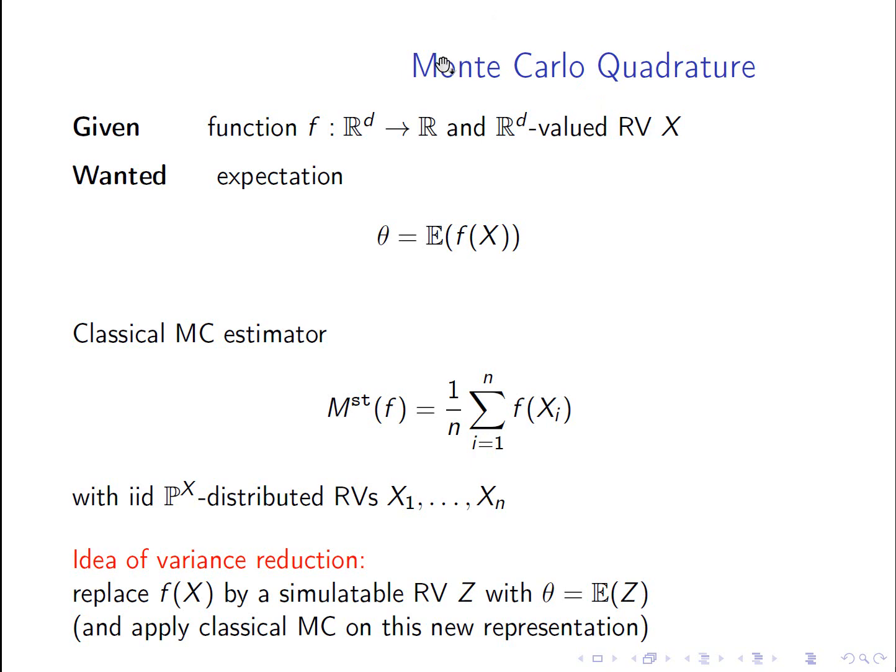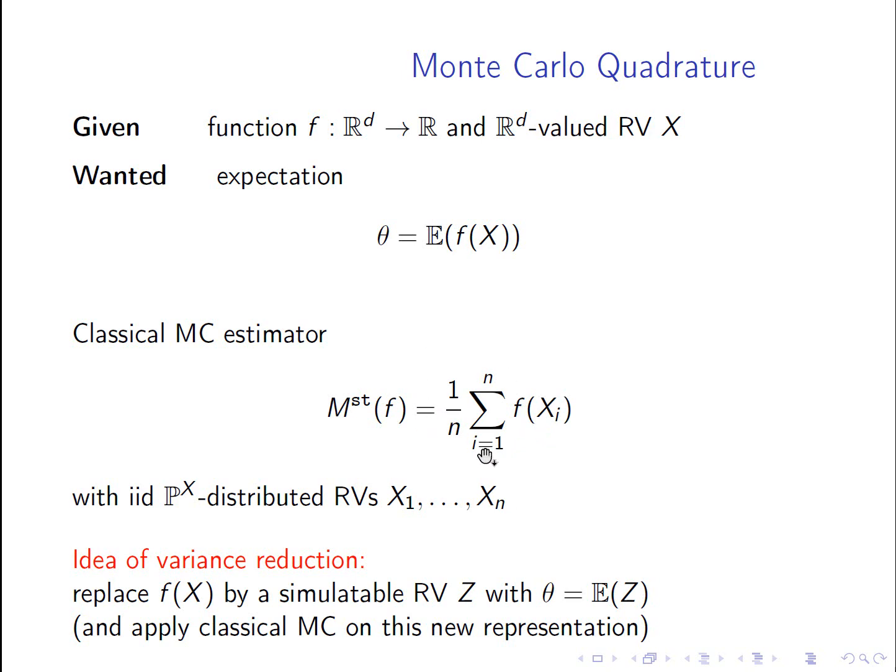So we are still speaking about Monte Carlo quadrature. We are given a function f from R^d to R and an R^d-valued random variable X. And we still want to know this expectation here. So theta is the expectation of f(X). The classical MC estimator is, okay, let's have n IID copies of X, so X1 up to Xn IID copies of X, and then plug them into f and average.